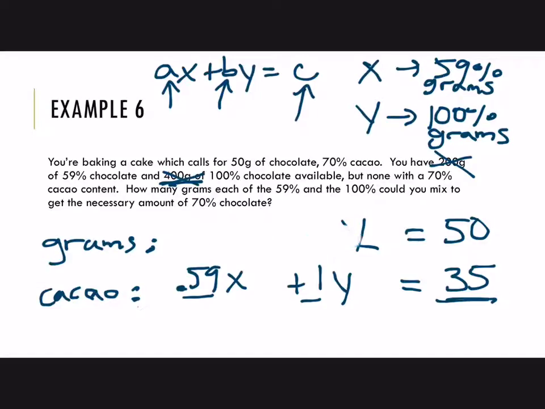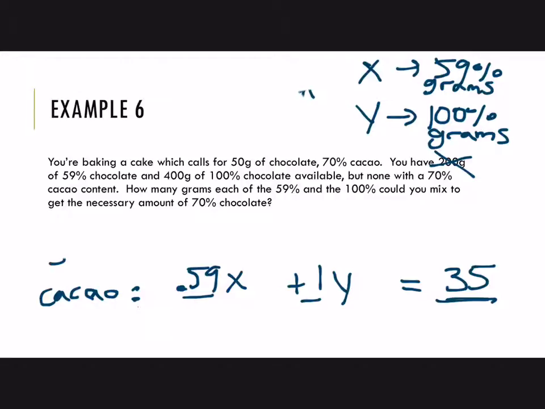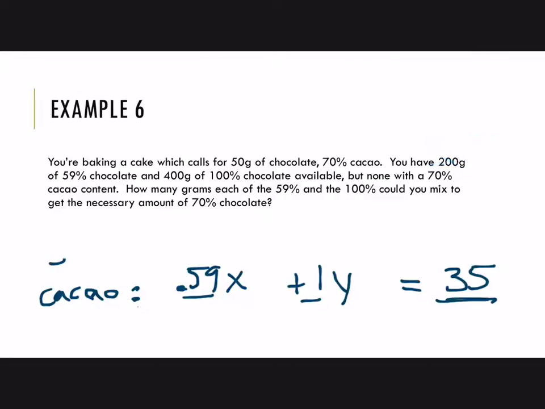Alright, so those are the two equations, and let me just simplify this a little bit. I'm going to write this cleaned up a little bit. I'm just getting ready to solve here. So we have x plus y equals 50. And then I have 0.59x plus y equals 35.